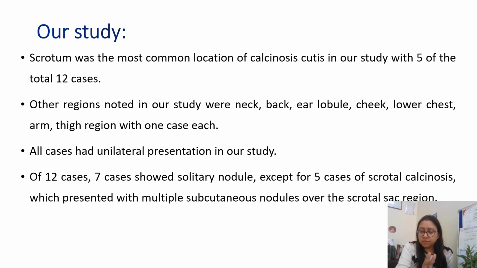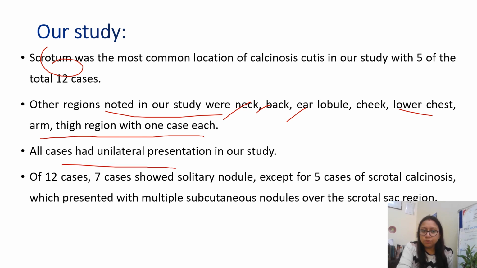Out of the 12 cases of calcinosis cutis we studied, 5 cases were seen in the scrotum. Other regions noted in our study were neck, back, ear lobule, cheek, lower chest, arm, and thigh region, with 1 case each. All cases had unilateral presentation in our study. And 7 cases out of these 12 showed a solitary nodule, except for the 5 scrotal calcinosis cases. Scrotal calcinosis typically shows multiple subcutaneous nodules all over the scrotal sac region.